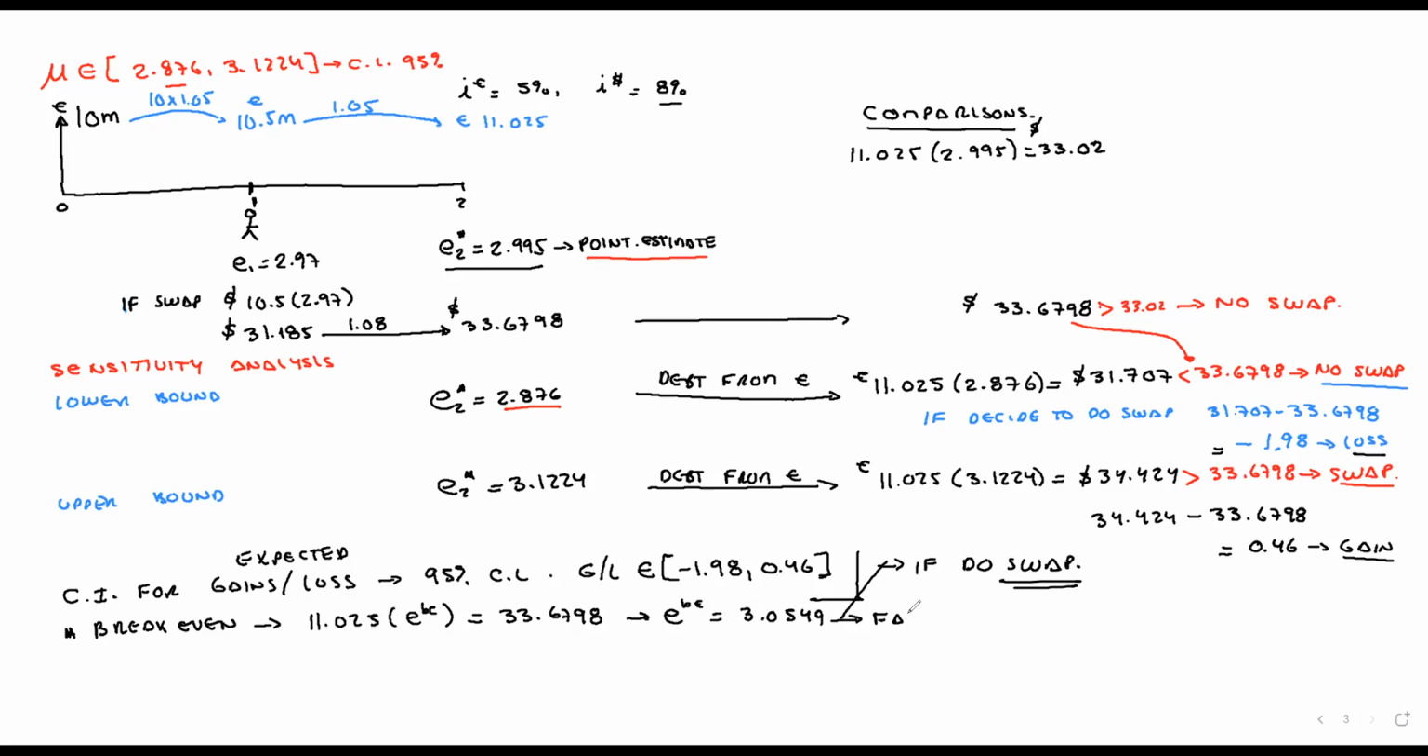This one falls in between a confidence interval for mu, for expected return, that is simply 2.876, 3.1224. You see? So in this case, guys, you can be more confident about these results, because your break even is in between. You can argue, well, my break even is here, so perhaps I will get this number or above. Because the break even tells you, if the exchange rate at period 2 is larger than 3.0549, swap.